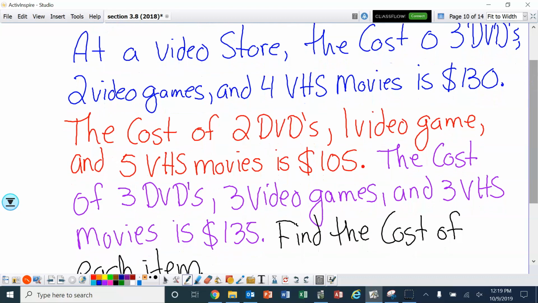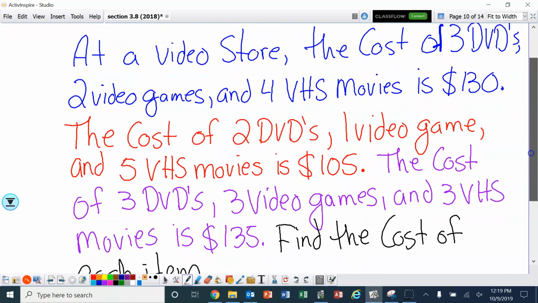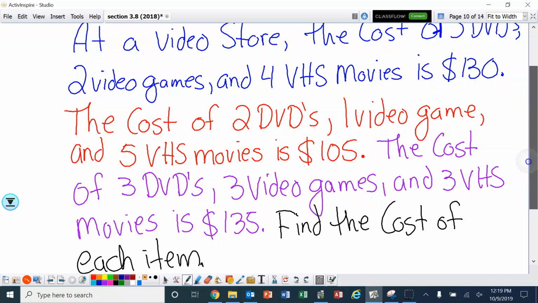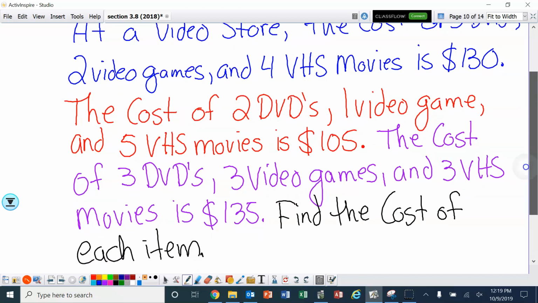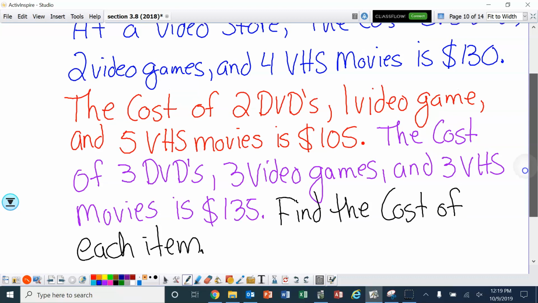In blue, at a video store, the cost of 3 DVDs, 2 video games, and 4 VHS movies is $130. In red, the cost of 2 DVDs, 1 video game, and 5 VHS movies is $105. And in purple, the cost of 3 DVDs, 3 video games, and 3 VHS movies is $135. Find the cost of each item.